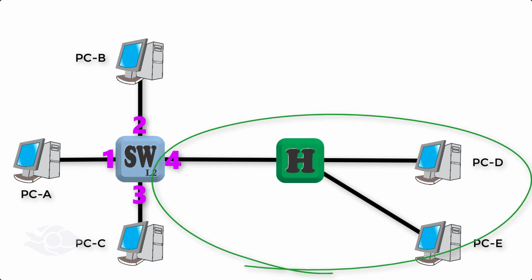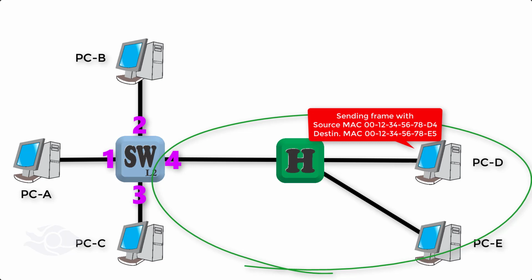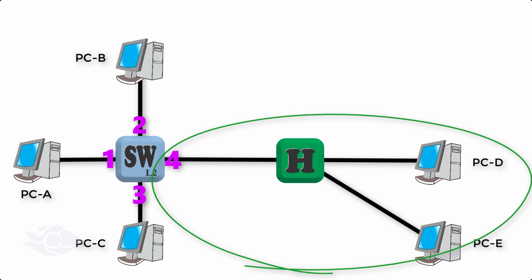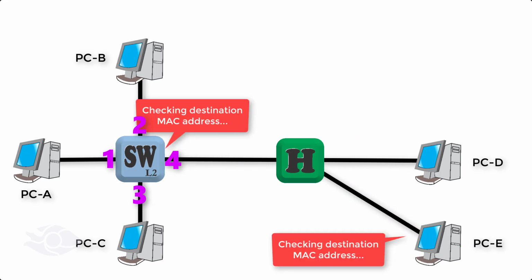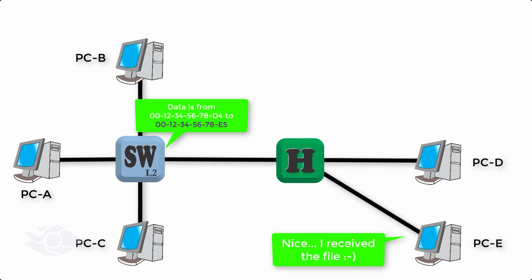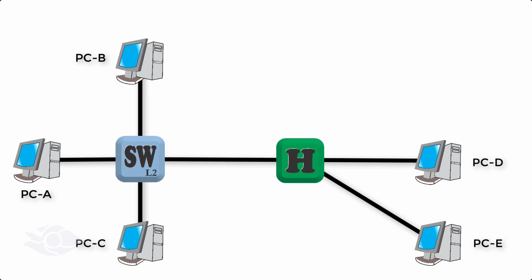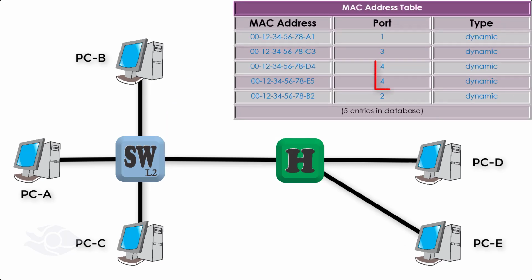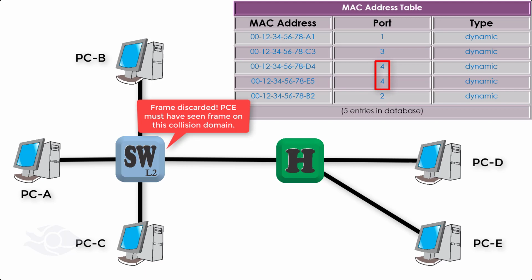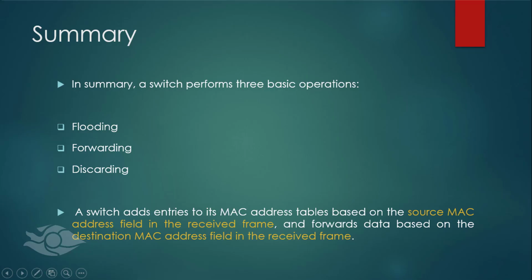For this collision domain, we assume PC D is sending data to PC E. As long as the destination device is on the same collision domain as the source device, the switch will always discard the received frame because a switch does not forward a frame back to the interface on which that frame was received. In summary, a switch performs three basic operations: flooding, forwarding, and discarding.